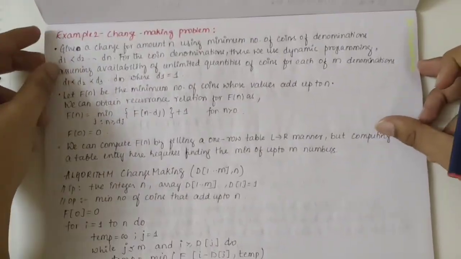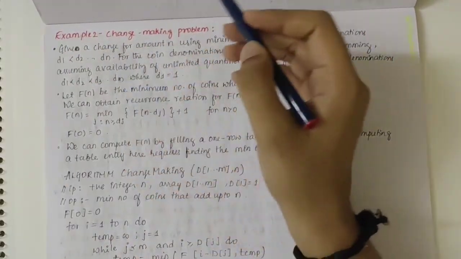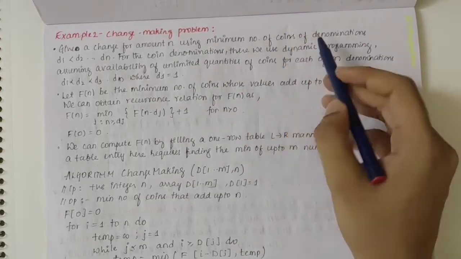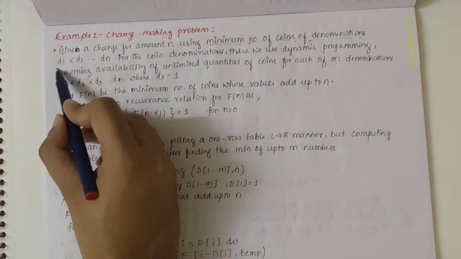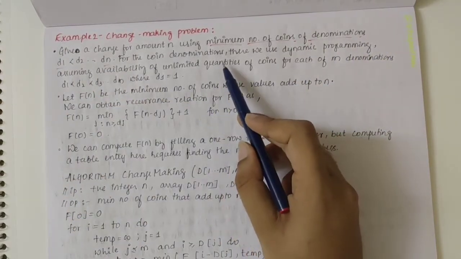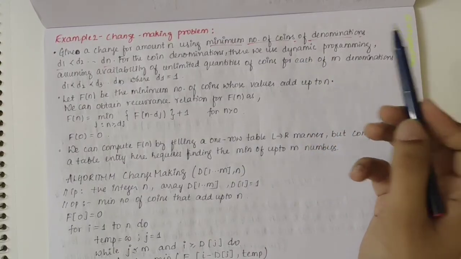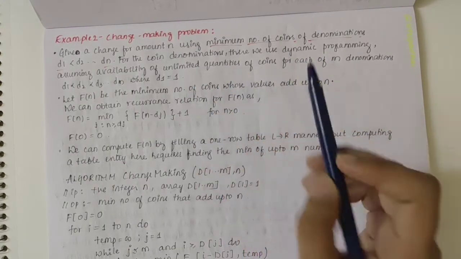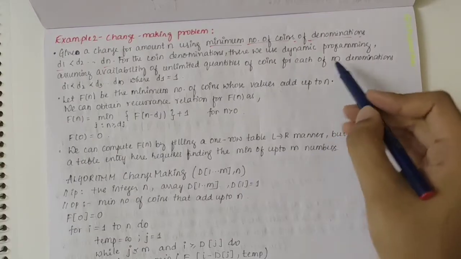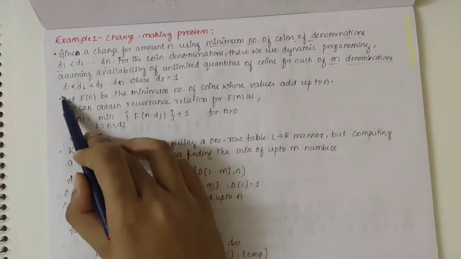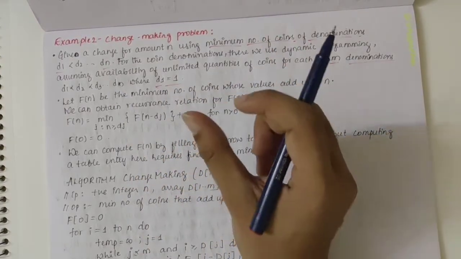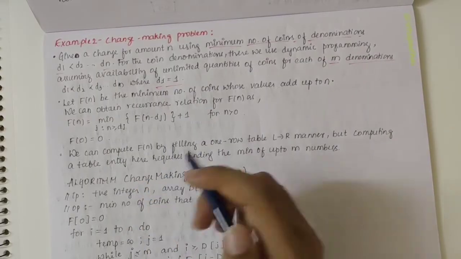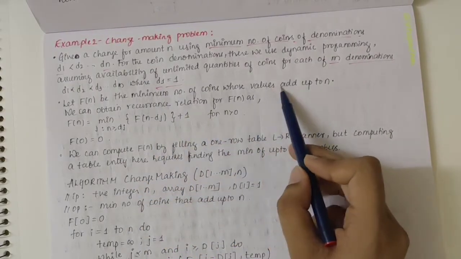Let's move on to the next topic, the coin change problem, example 2. Given a change for amount n, using the minimum number of coins of denominations d1 to dm. We use dynamic programming, assuming availability of unlimited quantities of coins. There are no limits for the coins of each of the m denominations. So d1 is less than d2, d3 and so on, where d1 is taken as 1 itself.